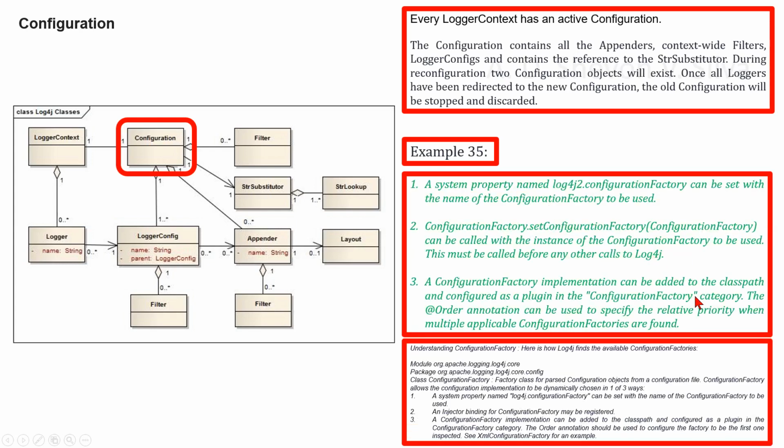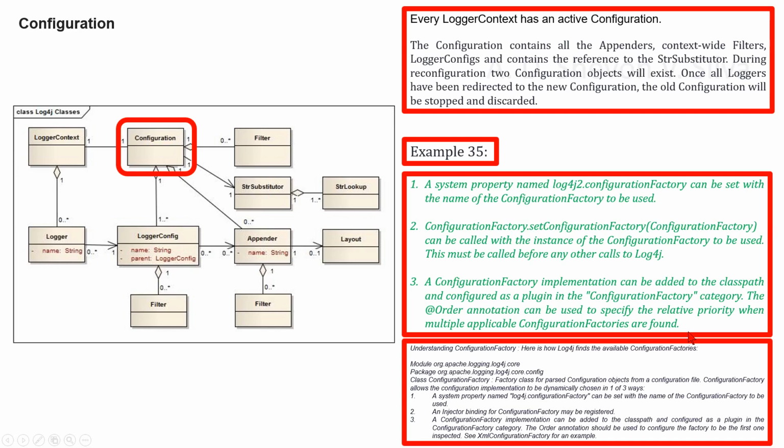Now we are considering understanding configuration factory. Here's how Log4j finds the available configuration factories. The class ConfigurationFactory in package org.apache.logging.log4j.core.config in module org.apache.logging.log4j.core is a factory class for parsing configuration objects from a configuration file. ConfigurationFactory allows the configuration implementation to be dynamically chosen in one of three ways. One, a system property named log4j.configurationFactory can be set with the name of the configuration factory to be used.